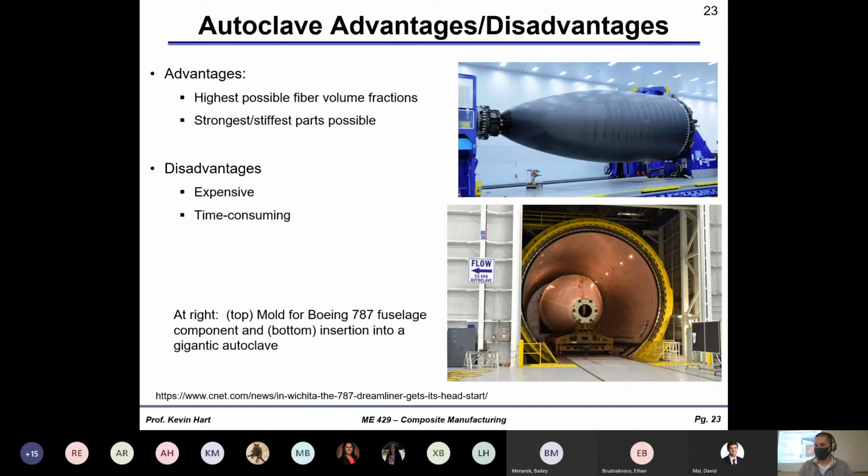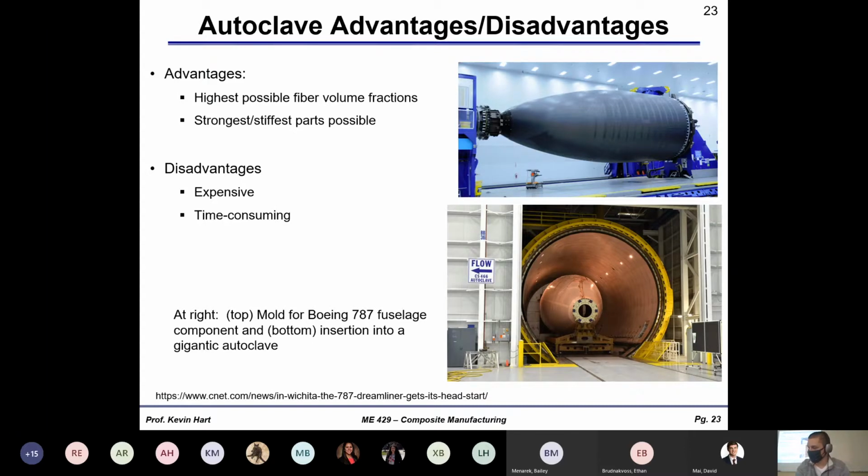All right. It can also be very time consuming because you have to pressurize this big pressure cooker, which takes some time. You have to monitor the process, usually with an autoclave operator during the entire process. Some of these cure cycles can be 24 hours. So you got multiple operators that might have to monitor this process. So those are the big disadvantages of autoclaving.